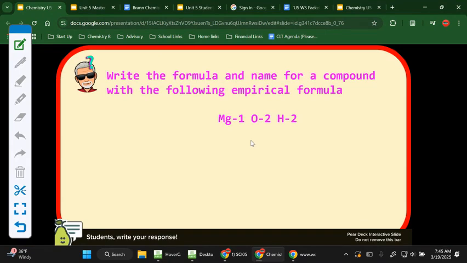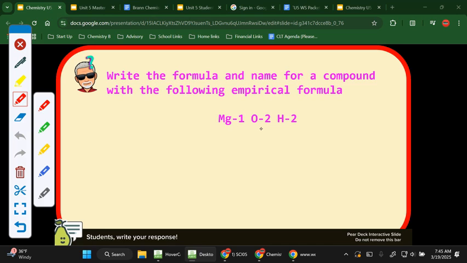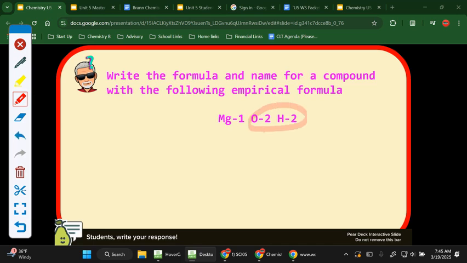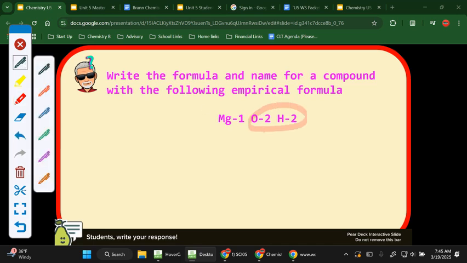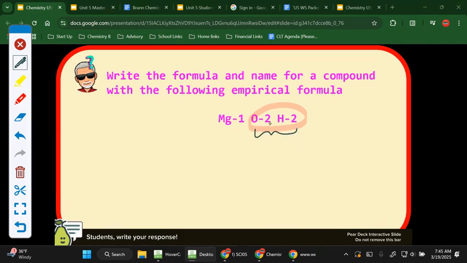Okay, so the O and the H are part of your polyatomic here, ladies and gentlemen. Are they in lowest terms? No. So let's write them in lowest terms. What would O2H2 be in lowest terms? So that is the polyatomic that has to be involved, ladies and gentlemen. Now, what element is it with?